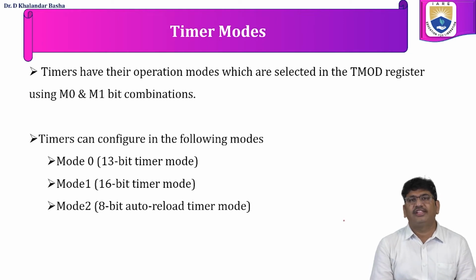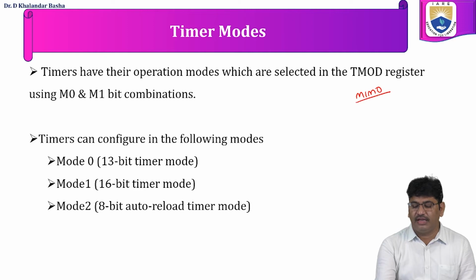Now we will see the various modes of operation of the timers. Timers have operation modes which are selected by the bits in the TMOD register using the M1 and M0 bit combination. M1 M0 equal to 00 is mode 0, 01 is mode 1, 10 is mode 2, and 11 is mode 3.